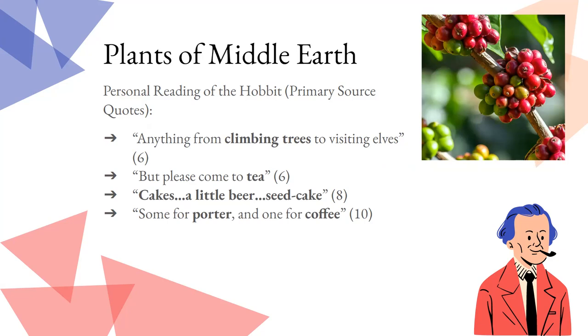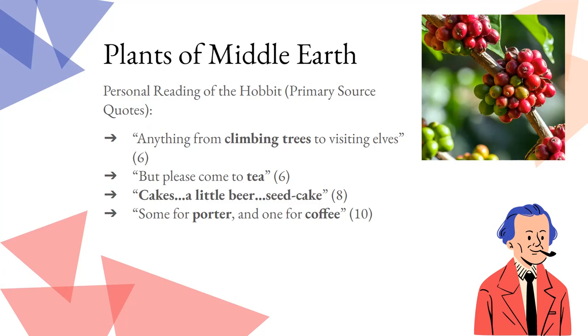Somebody mentioned tea, really good. We have cakes, a little beer, so we're at the party where all the dwarves come in and they're crashing Bilbo's place, right? So we have a bunch of cakes, so we have flour, we have eggs, so that means we have chickens, not a plant, but still they're probably eating some type of grain as well. Beer, so we have barley, we have wheat, maybe rye. We have seed cakes, that could mean a myriad of things, we don't really know. We can maybe guess off of British recipes, maybe. We have porter, so we have coffee.